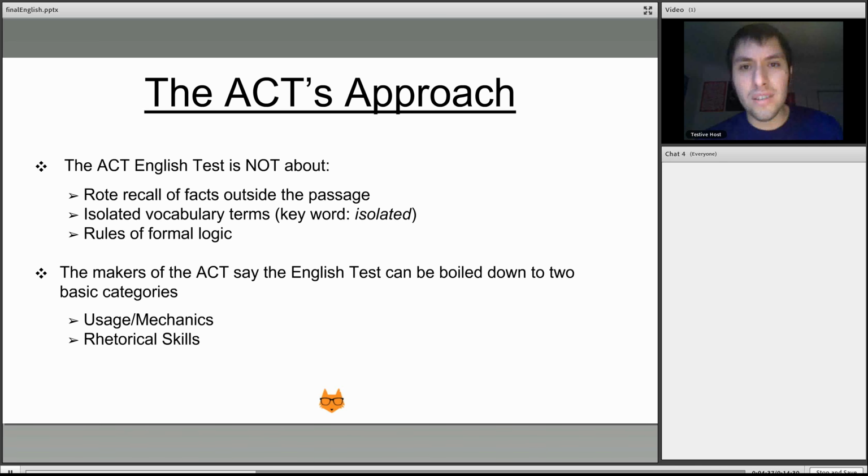The makers of the ACT say that the English test can be boiled down into 2 basic categories, and those are usage and mechanics. That's one of them, and then rhetorical skills. So what exactly do they mean by these things? Let's take a closer look.